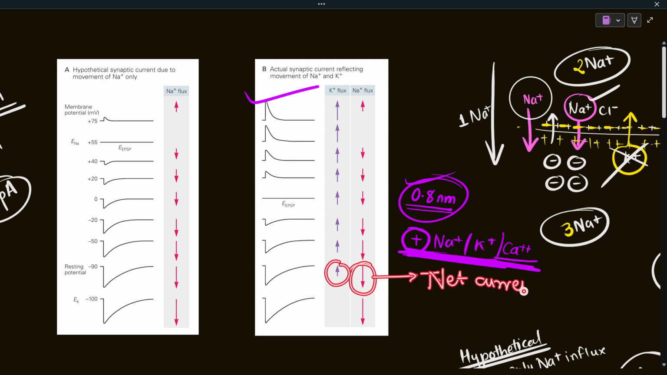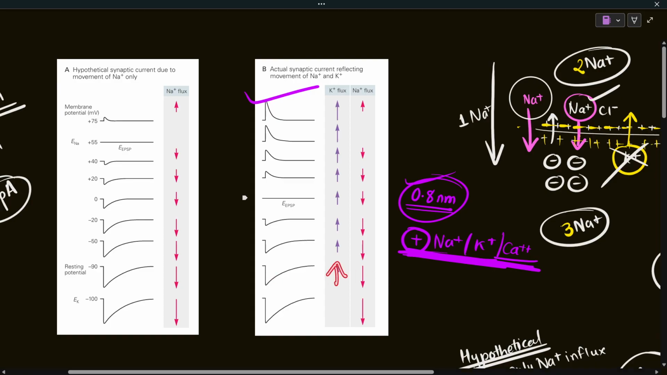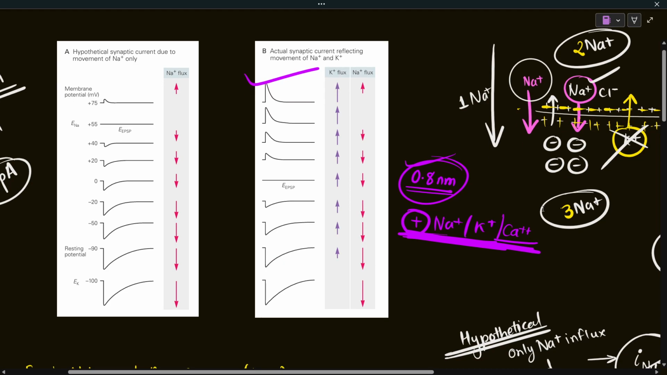But the net current is inward. So whenever I say that current is inward, this doesn't mean that only influx is happening in the cell. This means that the net current is inward, but yes, there is some efflux. We already saw that there is potassium ion efflux and sodium ion influx, but the net current is inward.